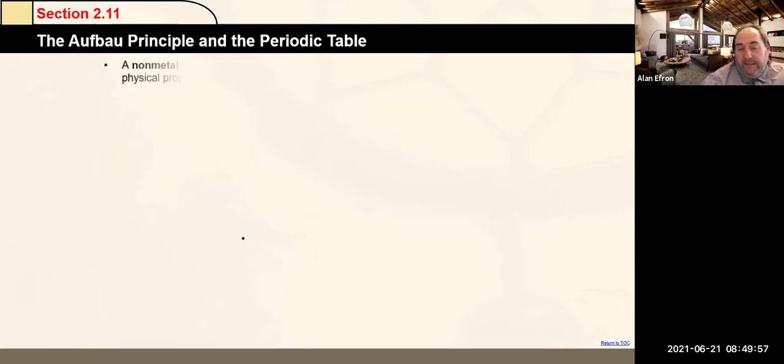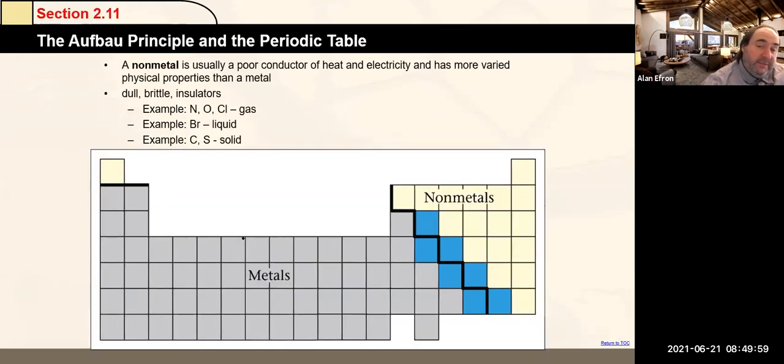Now, nonmetals, on the other hand, are pretty much your opposite of that. They have pretty much opposite characteristics, as you could imagine, than metals. They are pretty much bad conductors of heat and electricity. They also are dull and brittle, and they also have a greater variety of different states in which they come in. So again, our metals are pretty much solid except for mercury.